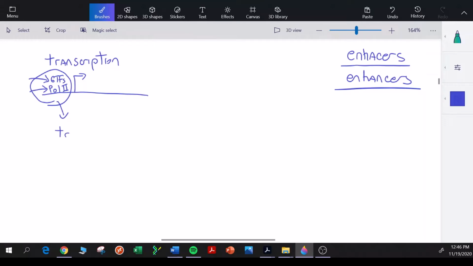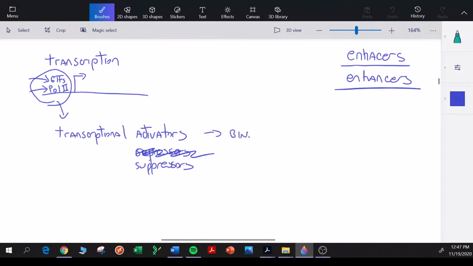So we have other proteins called transcriptional activators and transcriptional suppressors or repressors. I'm going to go with suppressors. I'm sure they're used interchangeably. So what do these do? These both bind to DNA. Activators bind to elements known as enhancers, which is going to be the main topic of today's video.